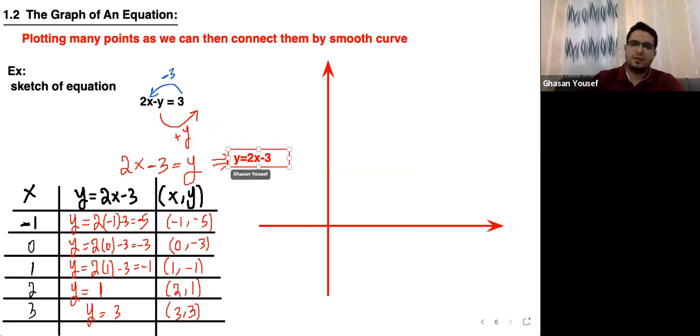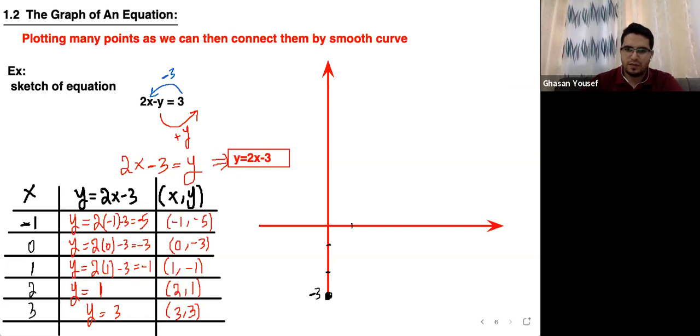Now we start point by point, because it's called plotting points. At 0, y is -3. So this is 0 here. The x is 0 and the y is -3. So this is -1, -2, -3. This is the point -3. So my first point is 0 and -3. The second point is 1 and -1.